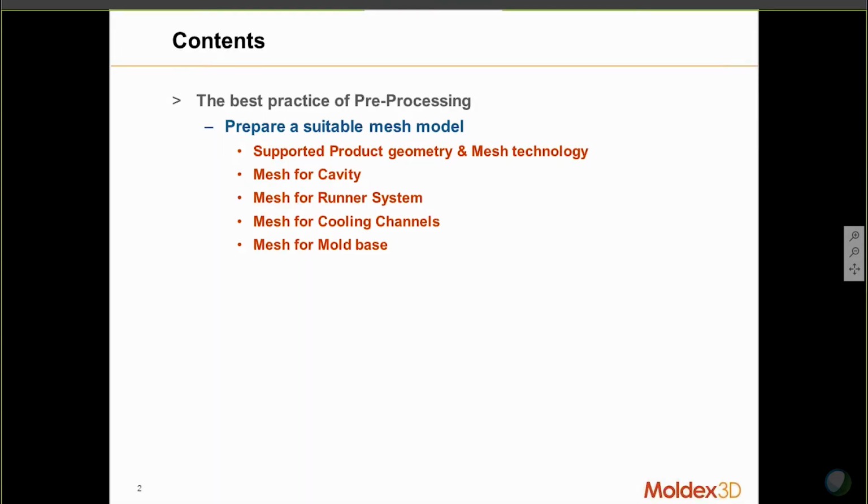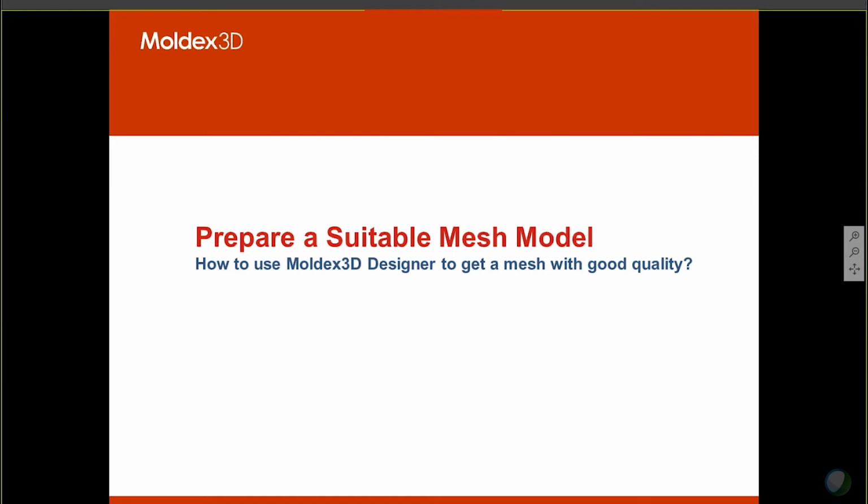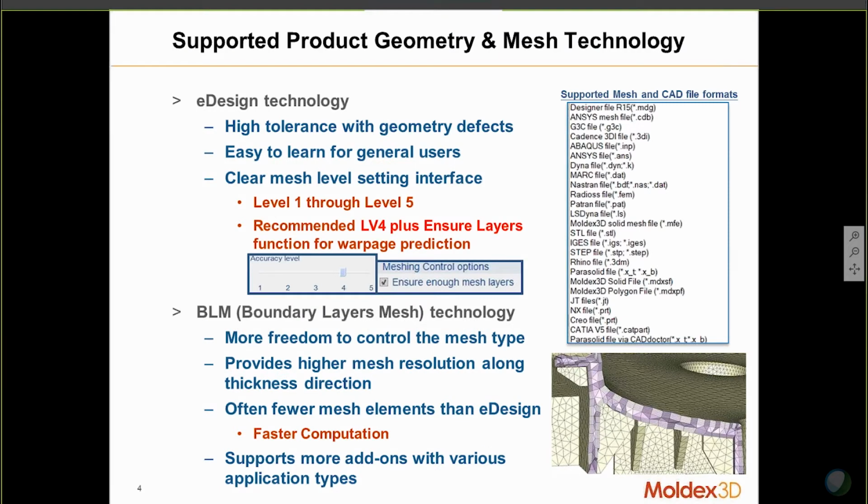Okay, so first of all, I'm going to introduce how the geometry of a model affects mesh quality and how we get a solid mesh with good quality. There are two kinds of solid mesh that can be generated in Moldex 3D Designer: eDesign and Designer BOM.